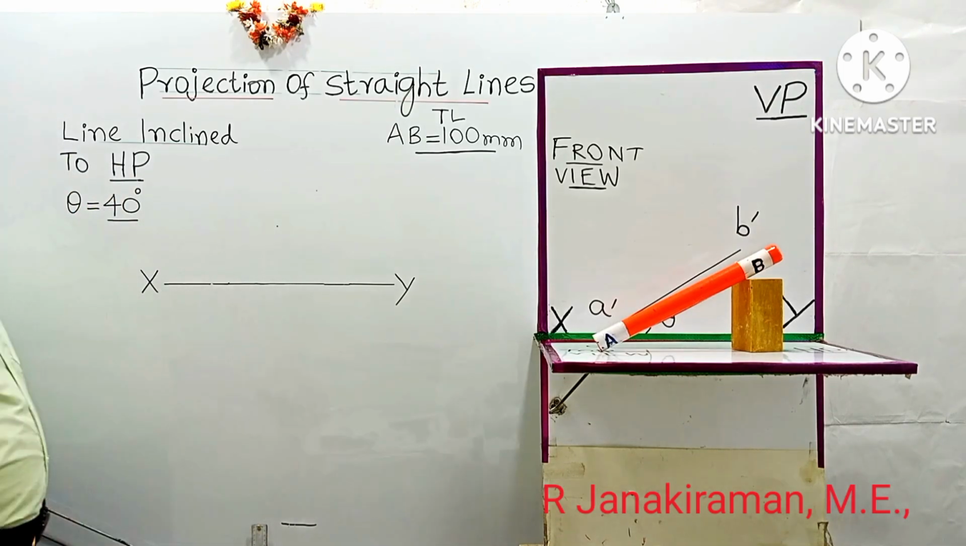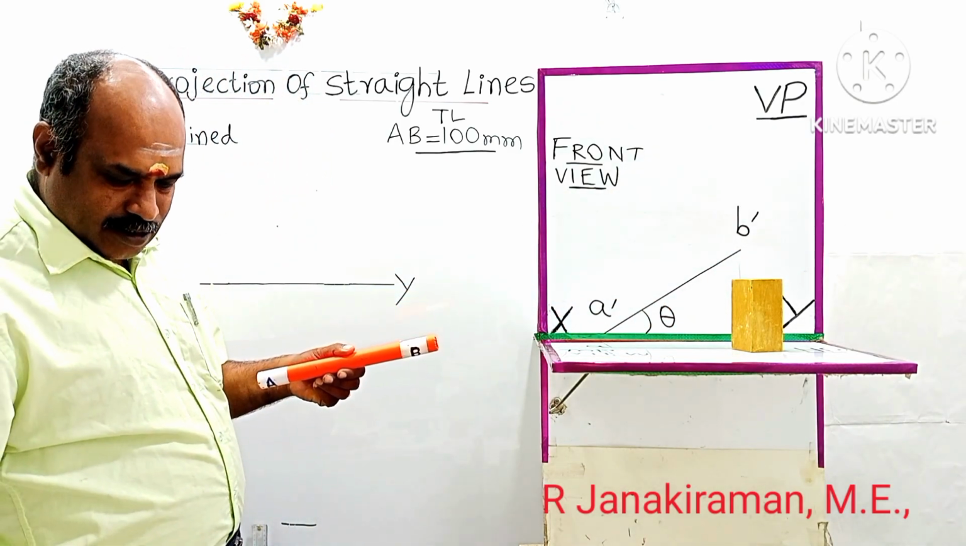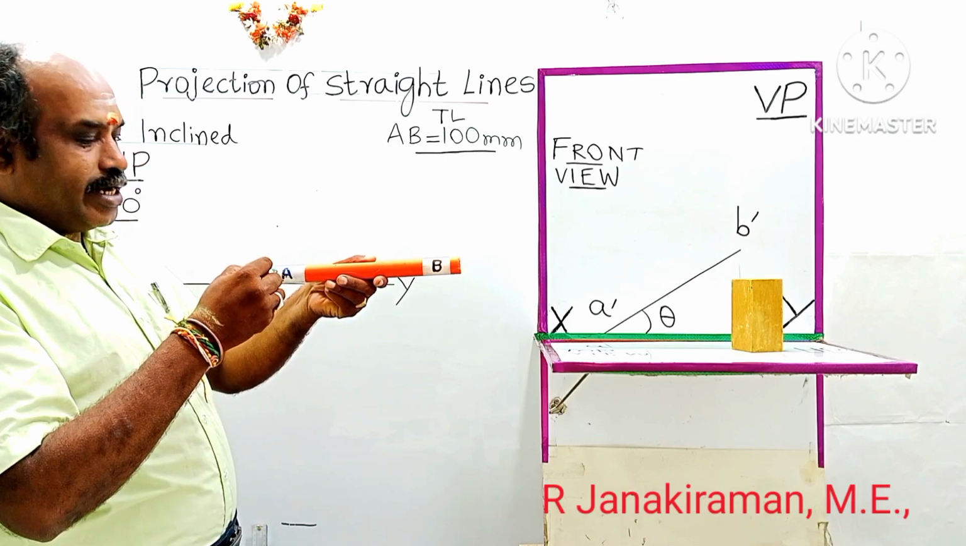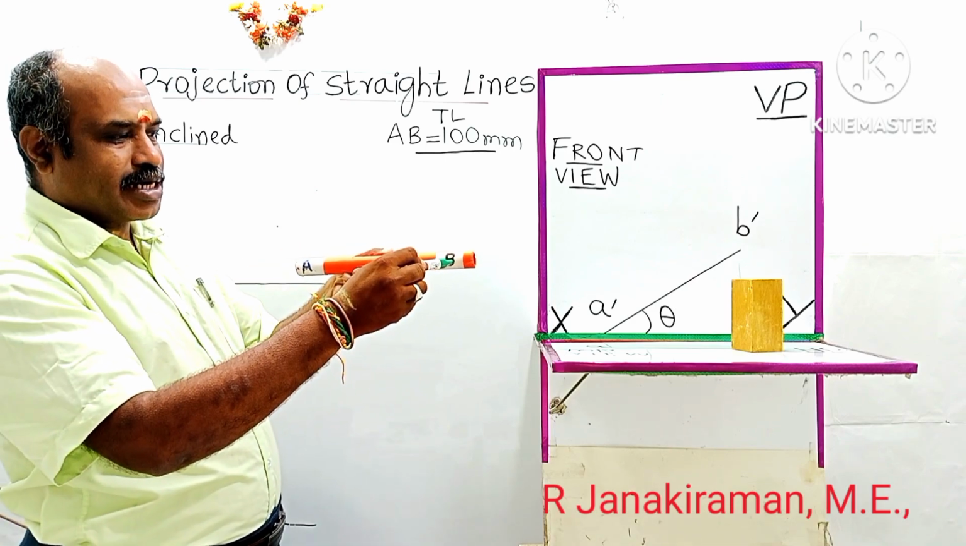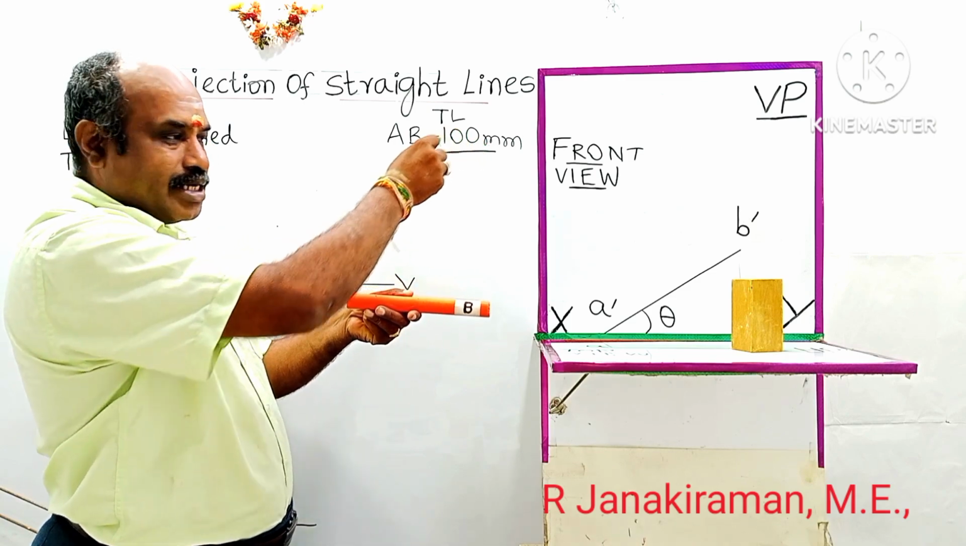40 degrees. Okay. Consider the end points of the given straight line, with length 100 mm. 100 mm is the AB length. One end is marked as A, another end is marked as B. The length of the line is to be taken as 100 mm, that is 10 centimeters.